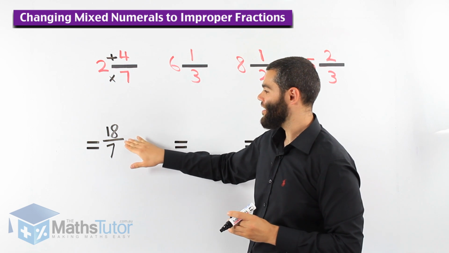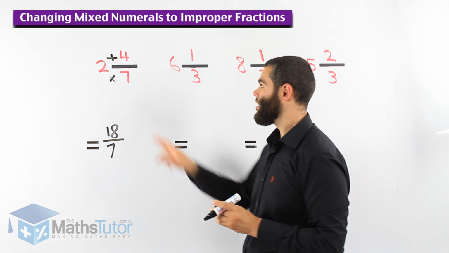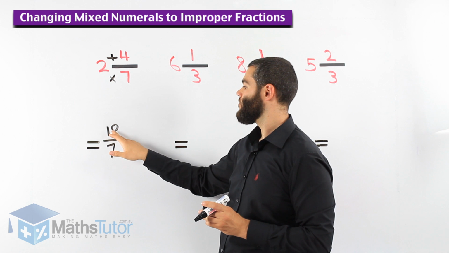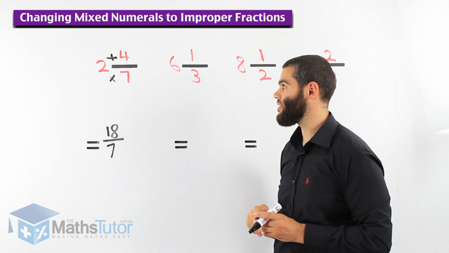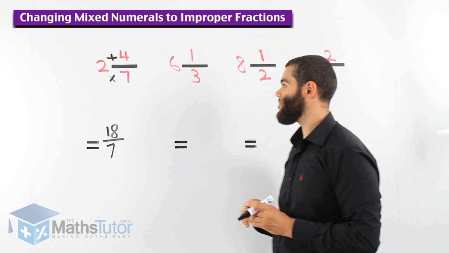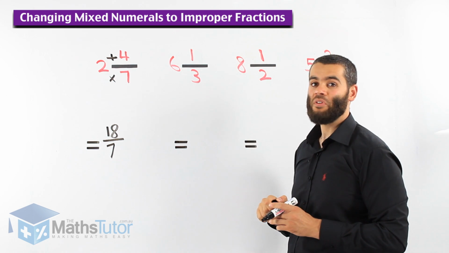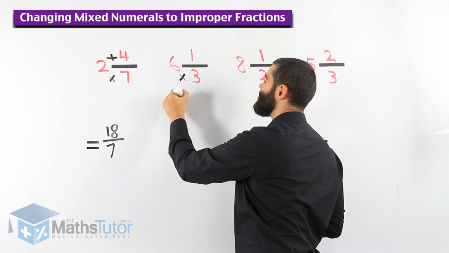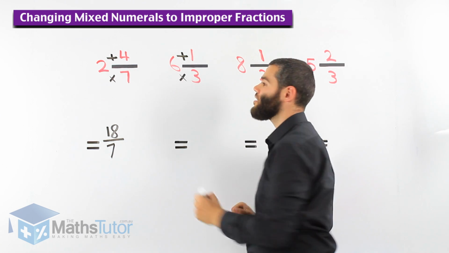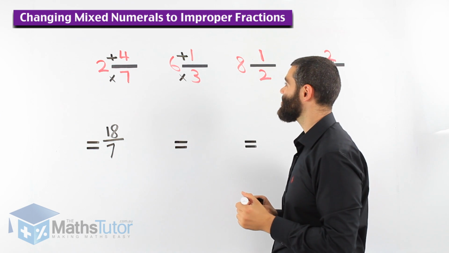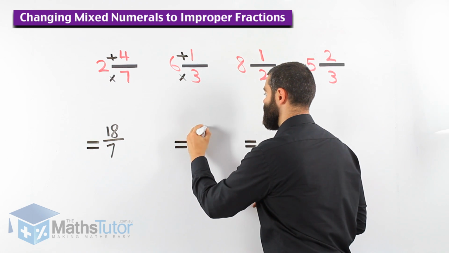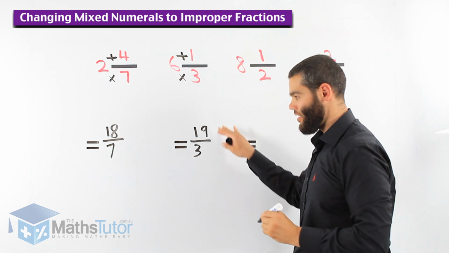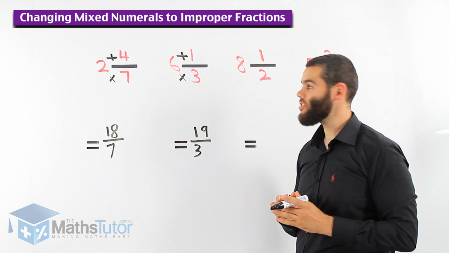Improper. The numerator is larger than the denominator. We start with the denominator. 7 times 2, 14. 14 plus 4, 18 over 7. The denominator stays the same. Here, we start with the denominator again. 3 times 6 and then plus 1. 3 times 6, 18. 18 plus 1, 19 over 3. The denominator stays the same. Improper fraction.